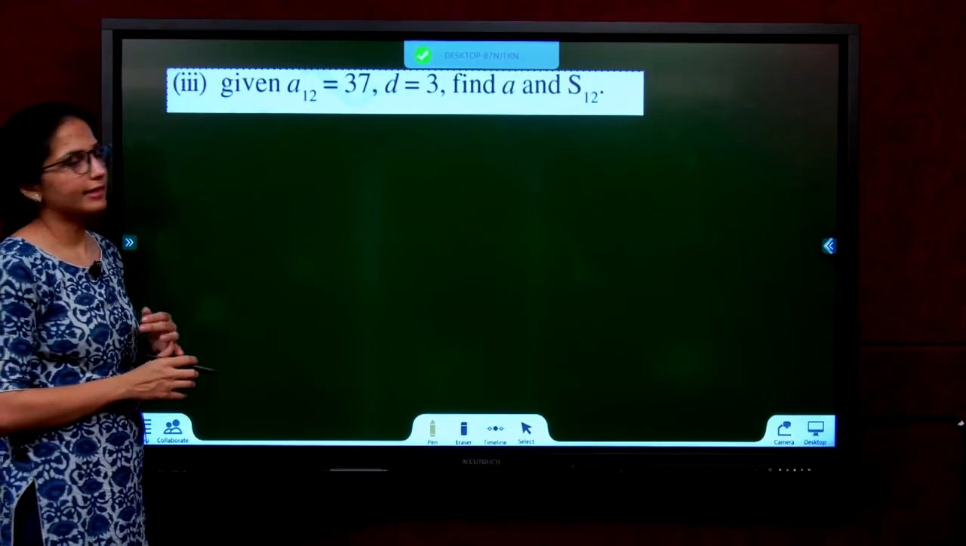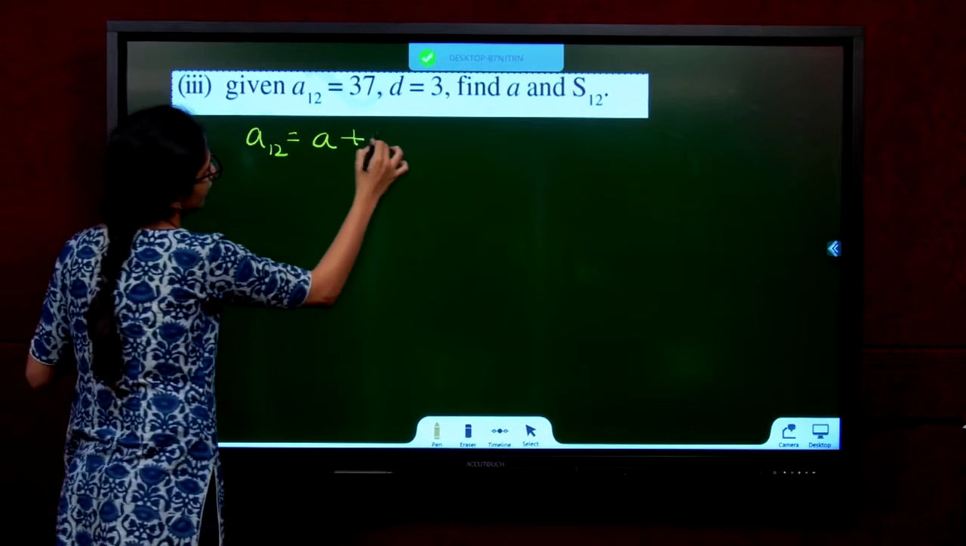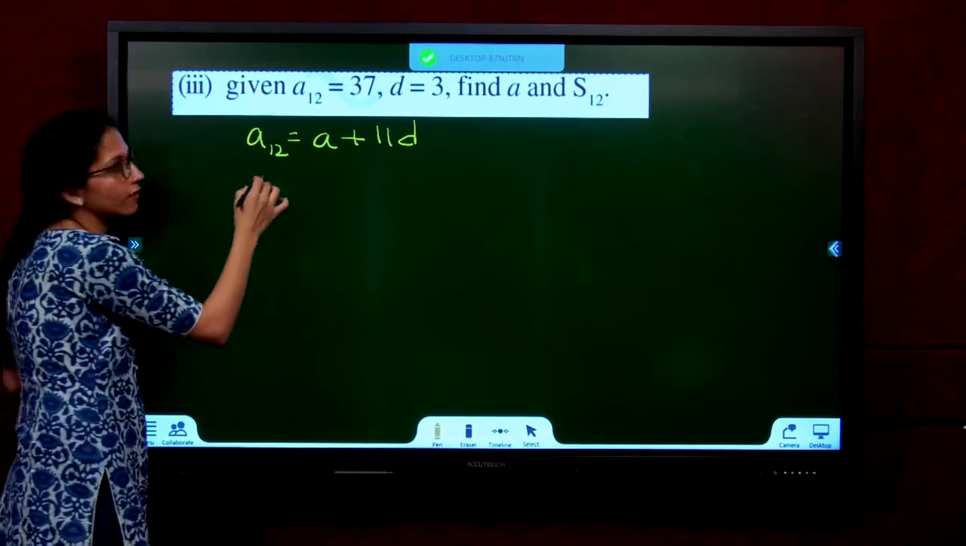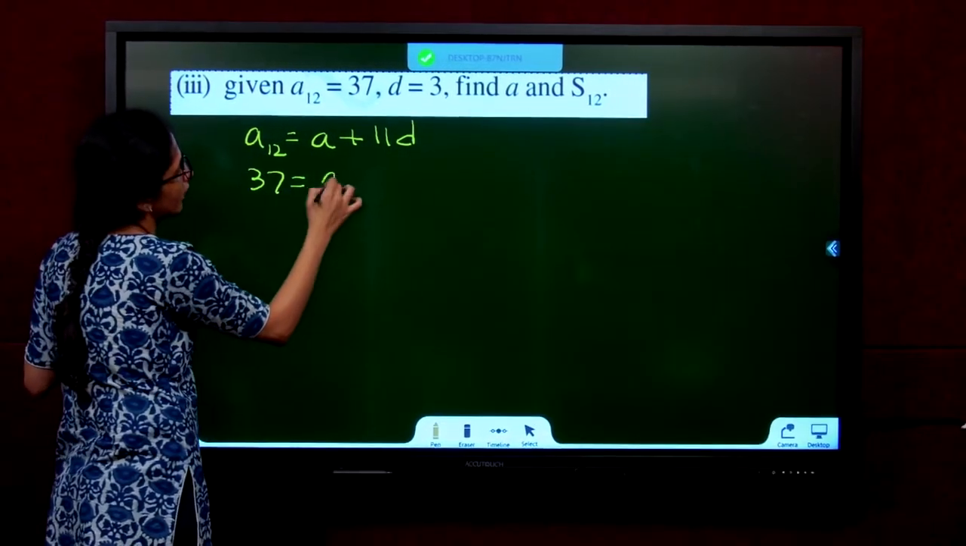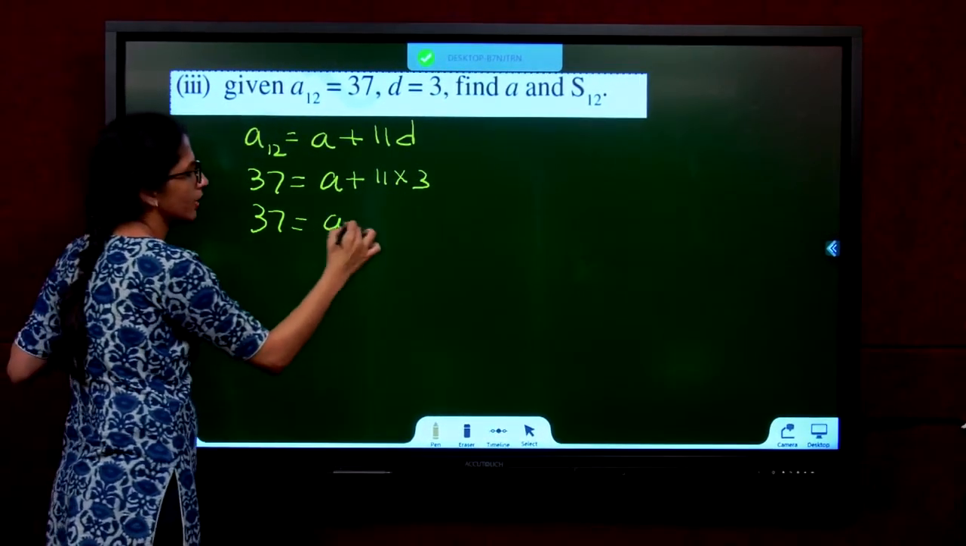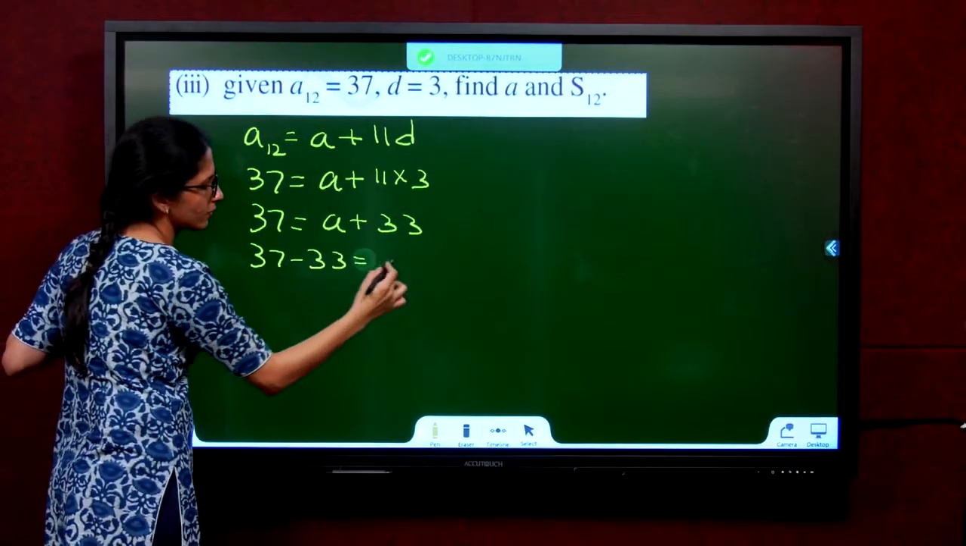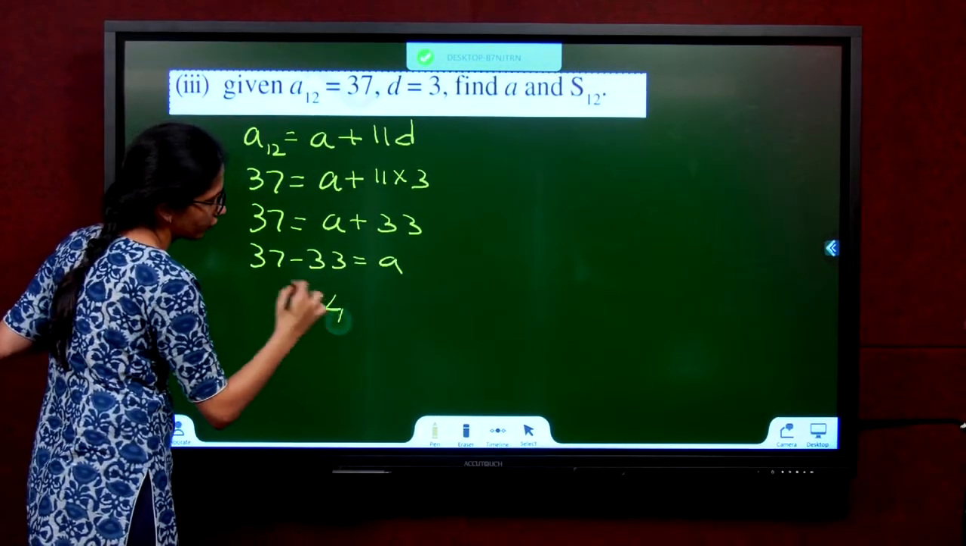So A12 and D are given in this question. A12 is A plus 11D. A12, 37 is equal to A, which we don't know, plus 11 into 3. 37 is equal to A plus 33. Send the 33 this side. 37 minus 33 equals A. A is equal to 4.